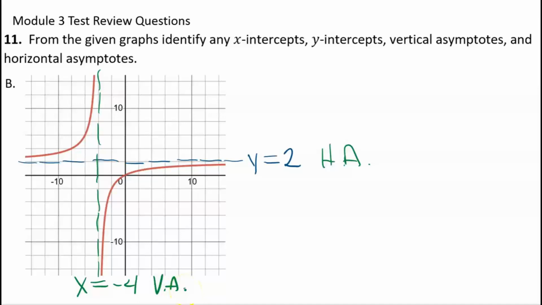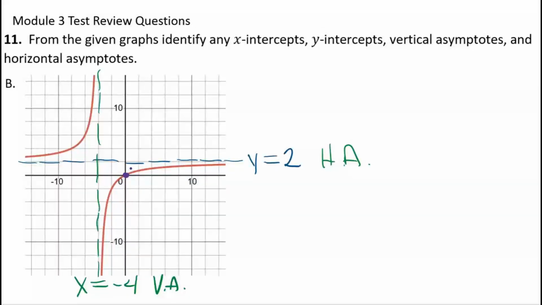But I haven't answered all my questions, right? I also wanted to know the x and the y-intercepts. So if I highlight the x-intercept in purple, where does it cross the x-axis? It looks like right here. Where does it cross the y-axis?